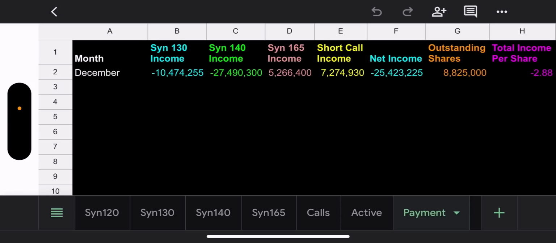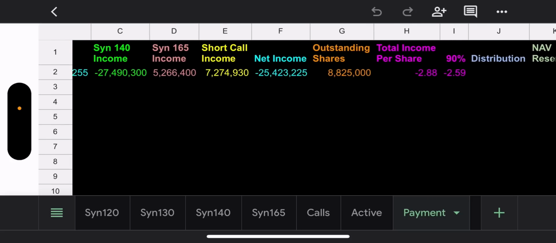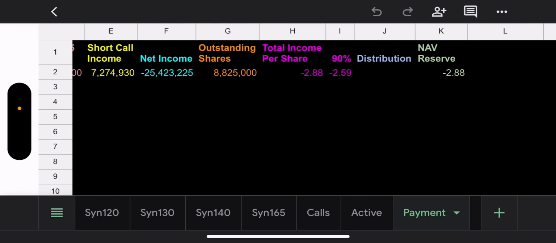Synthetic 130 income, we made 10.4 million. Synthetic 140 income, we made 27.4 million. Synthetic 165, because we never got to roll it, that's a debit of 5.2 million. Short call income, also a debit, 7.2 million. However, when all said and done, net income 25.4 million.